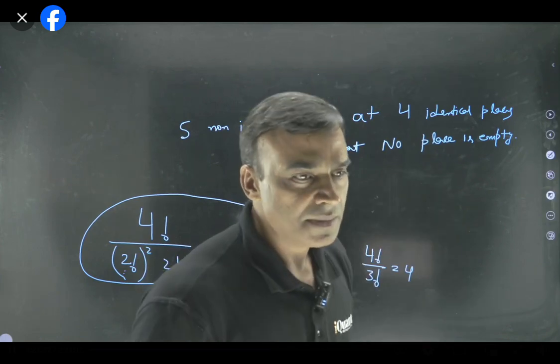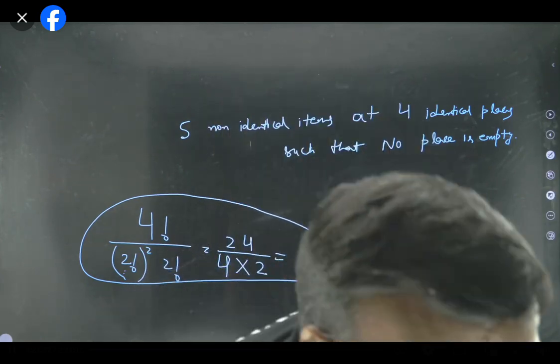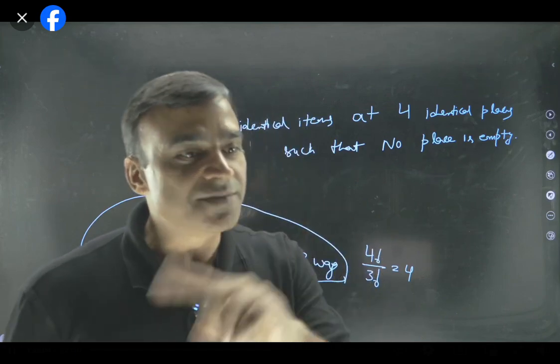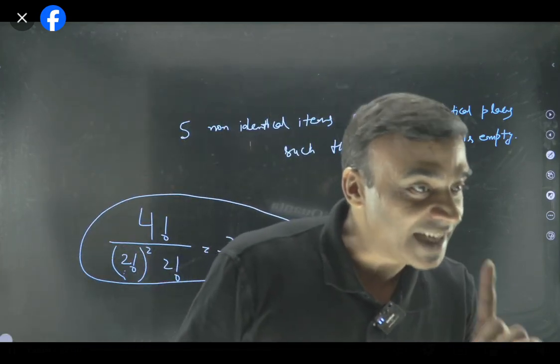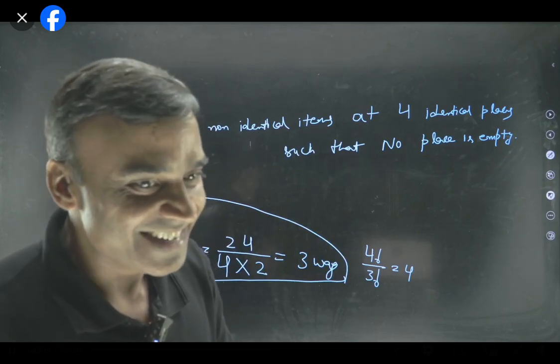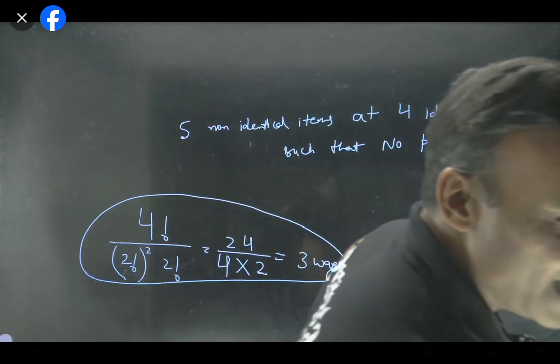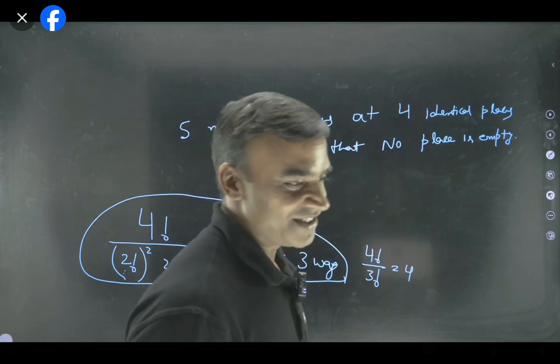There is only one case. There is one case, but the number of ways will be more. There is one case. The number of ways may be more. Yes, I have changed it. I made it more difficult. 4 boxes. Yeah, okay.